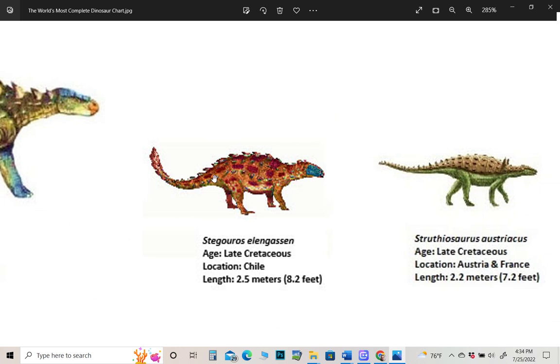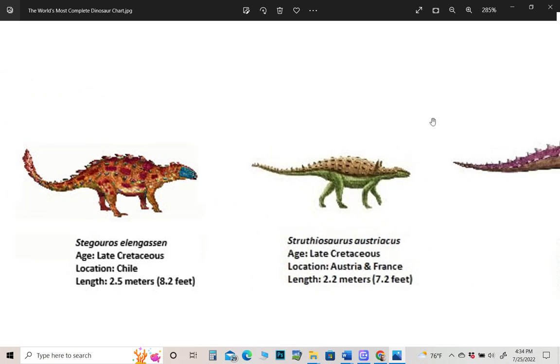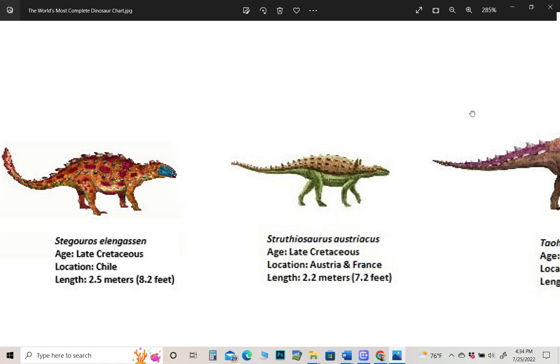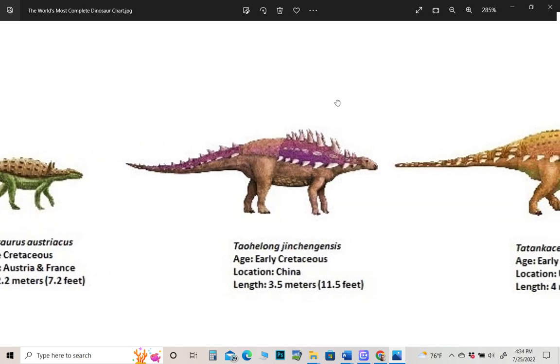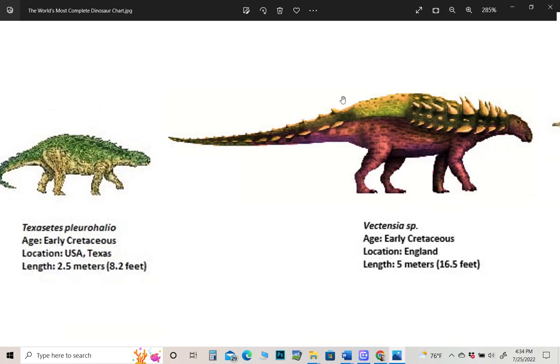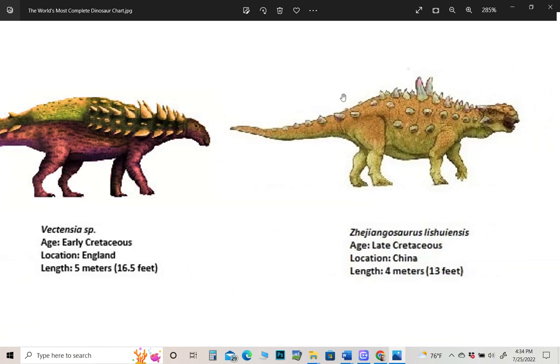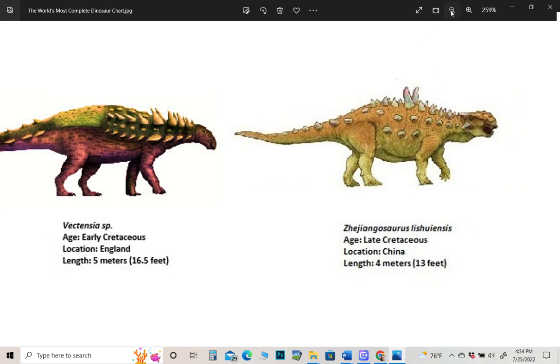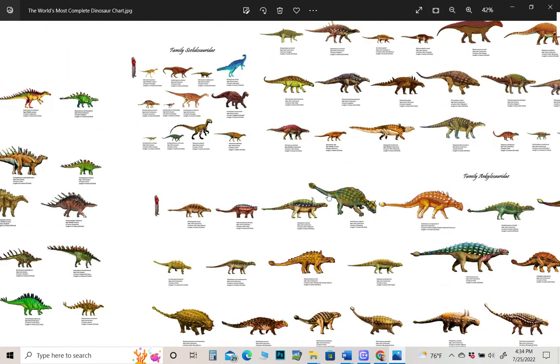There's a certain Aztec weapon this was very similar to. It looks somewhere between a tail club and a thagomizer. It's multiple joints actually, and each of them kind of spikes outwards. It's a very unusual structure. Struthiosaurus, Tianchisaurus, Tenocephalus, Texacetes, Vectensia, Zhongyuansaurus. Okay, and the ankylosaurids proper.